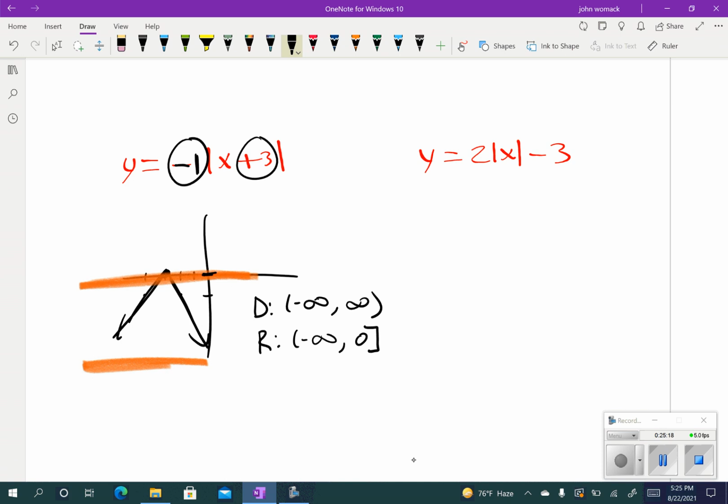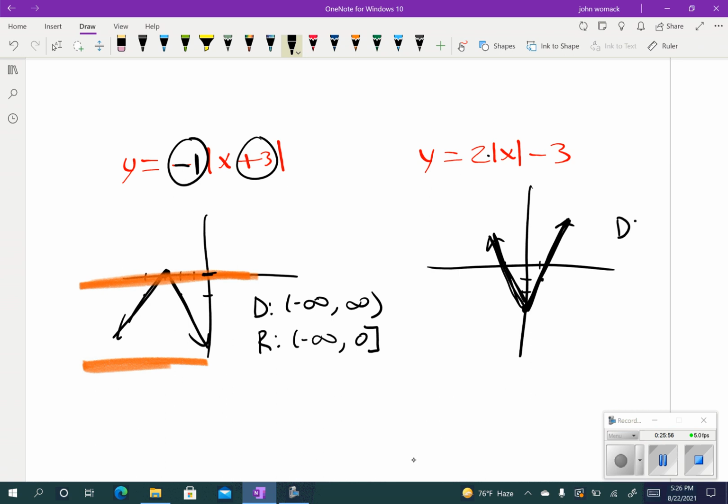Let's do this next one. Y equals 2 times the absolute value of x minus 3. So find your vertex. There's nothing on the inside, so it's not shifting left and right, but I do have a minus 3 on the outside. That's where my vertex is. There's a positive 2 in front. Positive means it's opening up, and it's going to be a stretch because there's a 2 there. Normally I'd go over 1, up 1, but I'm timesing that y distance by 2. So I go over 1 and up 2, over 1 and up 2. So it's going to be steeper. It's shifted down 3, but there's also a vertical stretch.